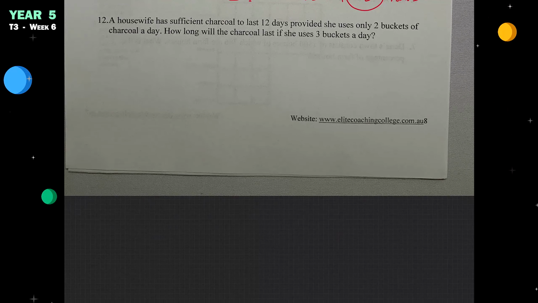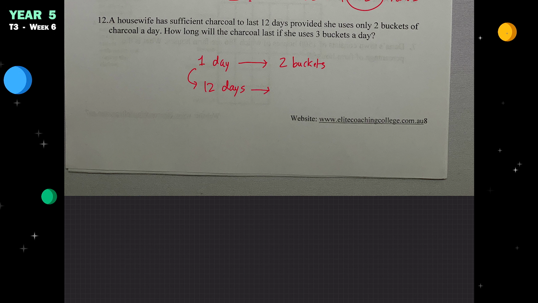Okay, next one. A housewife has sufficient charcoal to last 12 days. She uses only 2 buckets of charcoal a day. So one day, she's going to use 2 buckets. Now she can last 12 days, which means 12 times 2. So we times it by 12, and we times it by 12. We're going to get 24 buckets. She has 24 buckets altogether.